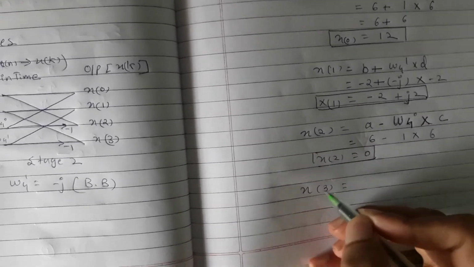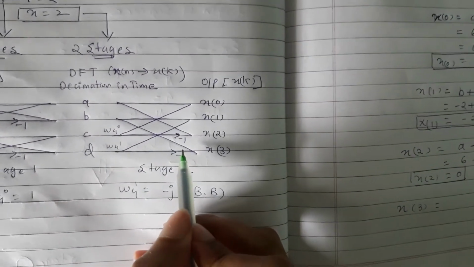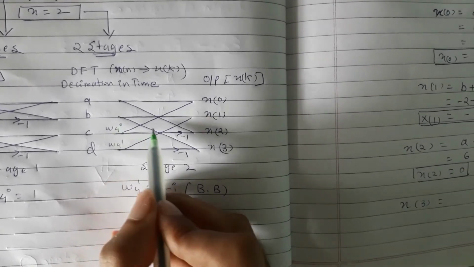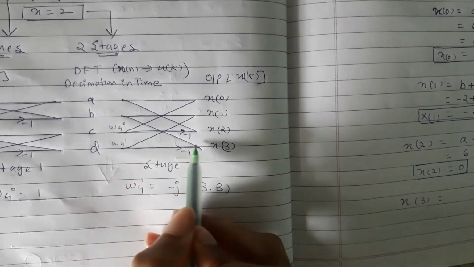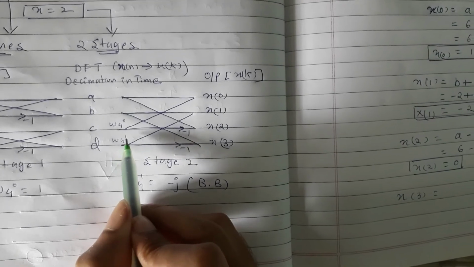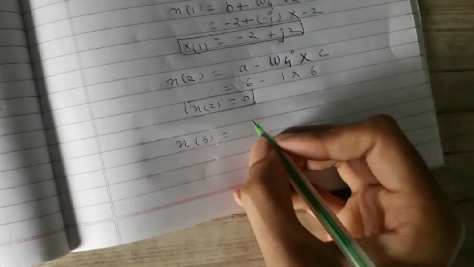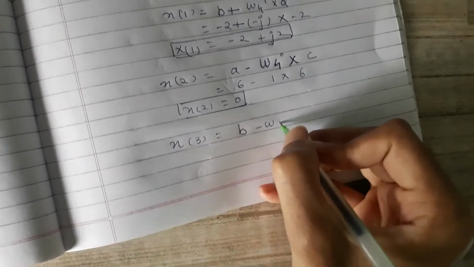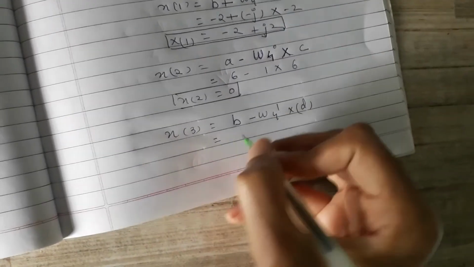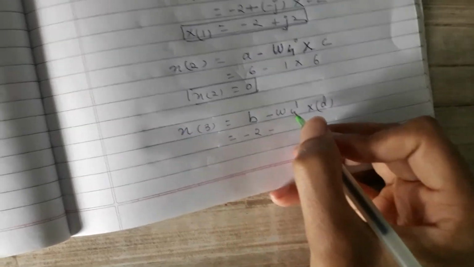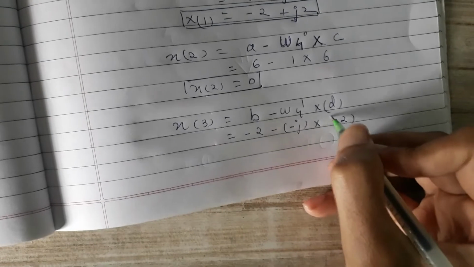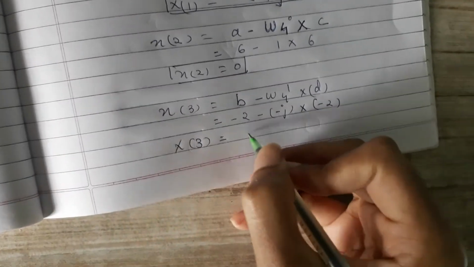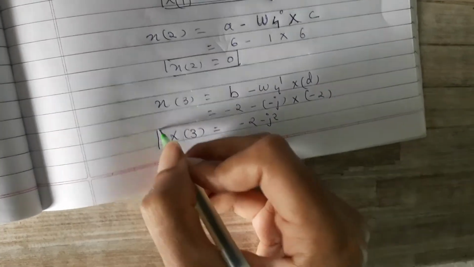So now we will calculate our last point, that is X[3]. Again from left to right 2 points are coming towards X[3], that is B and D. So X[3] is equal to B minus W4 raised to 1 multiplied by D. So we know B is equal to -2, W4 raised to 1 is minus j, so minus j into D, we calculated -2. So X[3] is equal to -2 minus 2j.